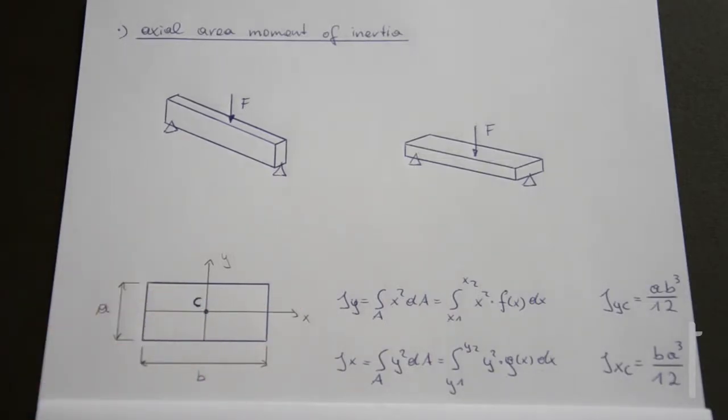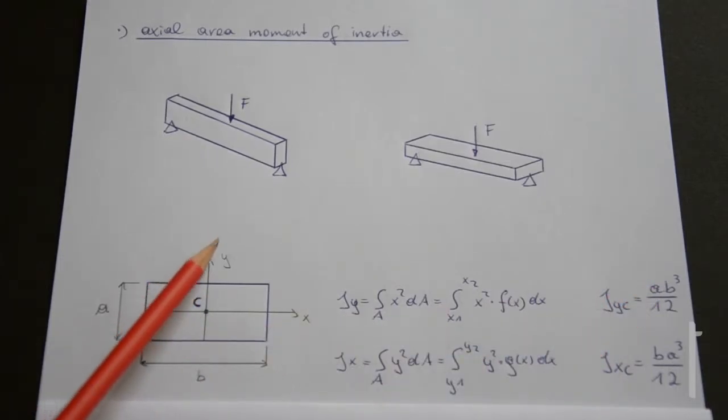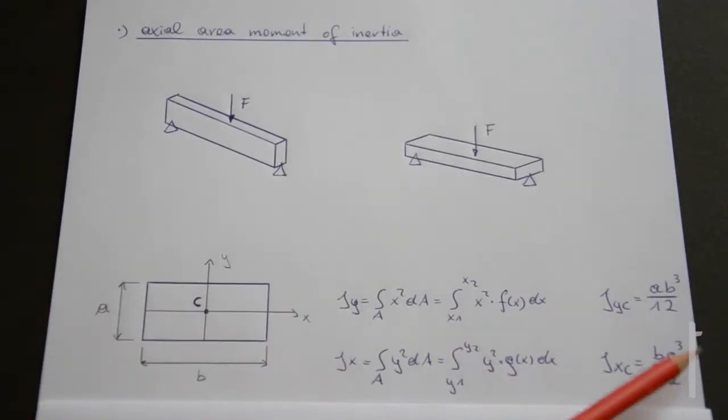Okay? This is very important. And you can remember it like this. Now, the JYC equals a times b to the third power over 12. Okay? We have the y-axis here, and this is a. So a is parallel to the y-axis, and it has the exponent 1, and b is perpendicular to the y-axis, and has the exponent 3. And for the JXC, it is exactly the other way around. Okay? So here we have the x-axis, b is parallel to the x-axis, so it has the exponent 1. a is perpendicular to the x-axis and has the exponent 3. Okay? You need to remember this.